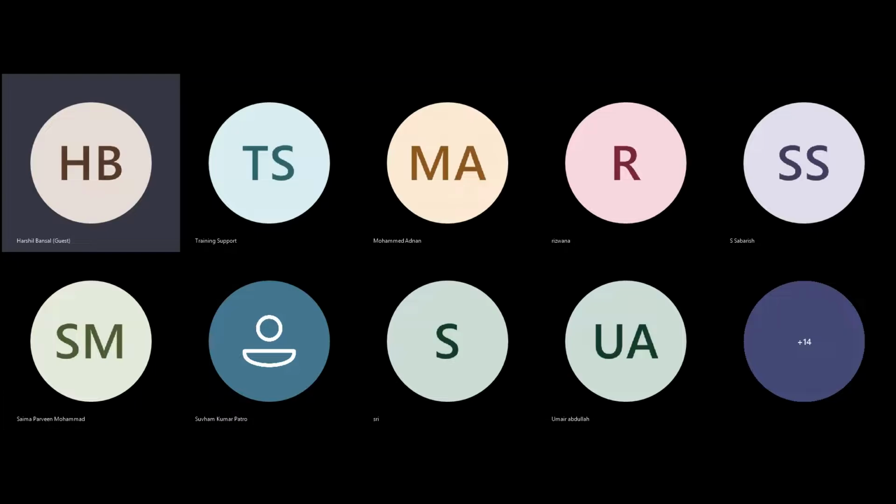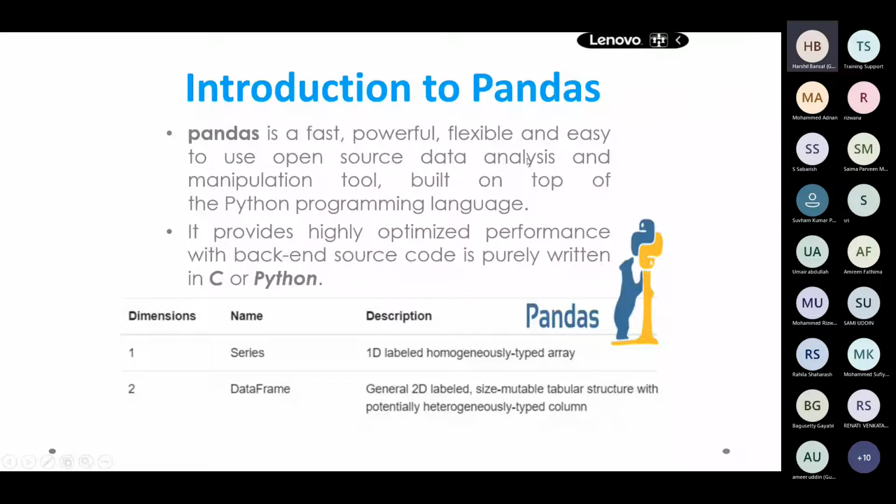Pandas is an open source data analysis and manipulation tool built on top of the Python programming language. It provides highly optimized performance, with backend source code written in C, C++, and Python, all three of them. Okay, so let's continue.